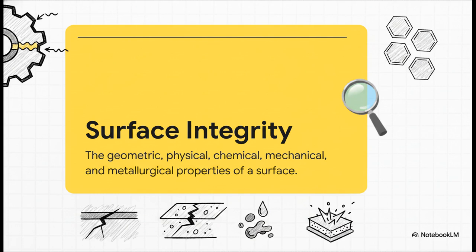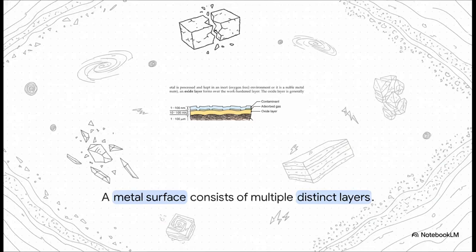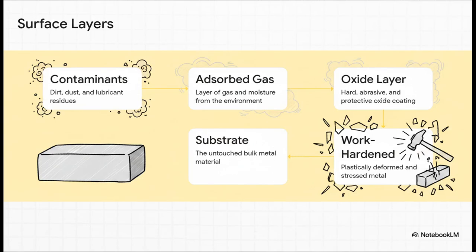It dictates everything from a part's resistance to corrosion to whether tiny, microscopic cracks will eventually lead to a catastrophic failure. This totally shatters the idea of a metal being just one solid, uniform block. If you look at a microscopic cross-section, it reveals a deeply layered terrain that's literally scarred by how it was manufactured and what it's been exposed to. Let's peel back these layers from the outside in.